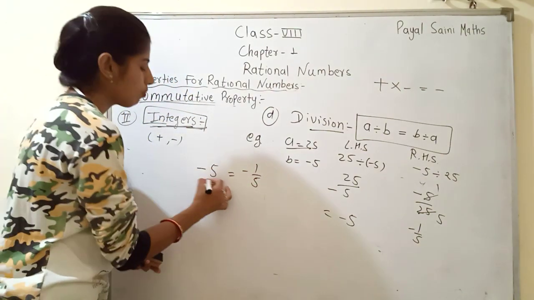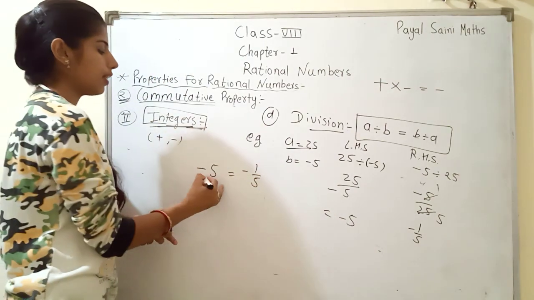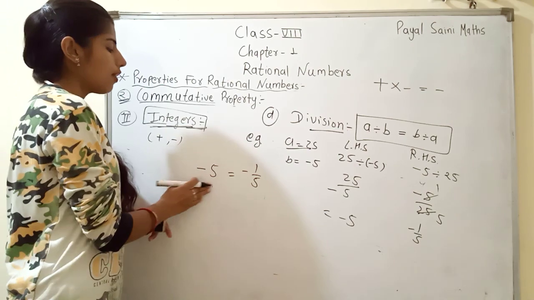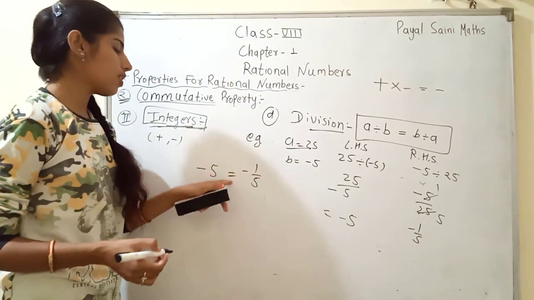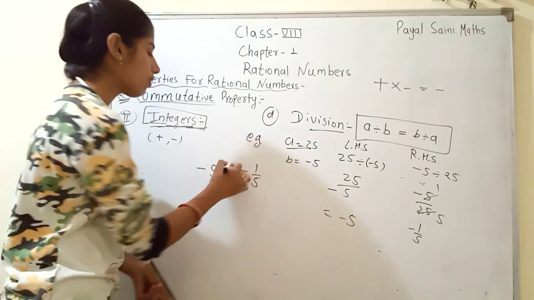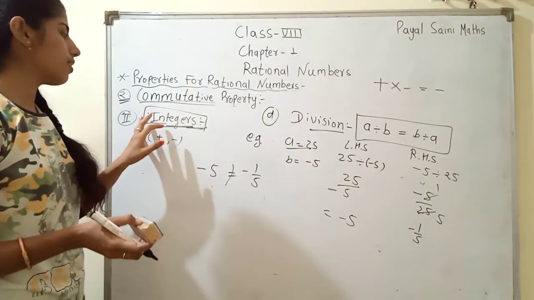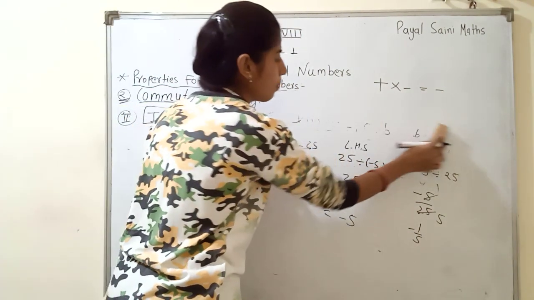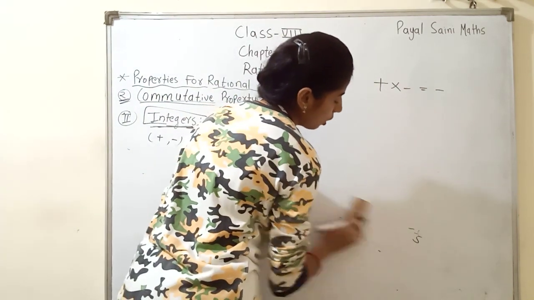You can write here 5, and we can also write it simply as 5 by 1, but it is not important. The only important thing is this. Now we can check and see easily that minus 5 is not equal to minus 1 by 5. It is not equal. Then we can say in integers and in whole numbers, subtraction and division are not verified. Both are not verified.